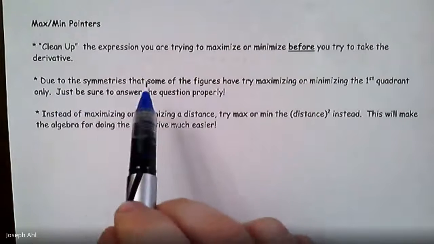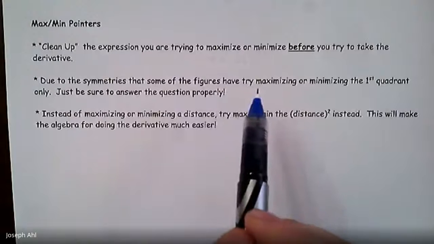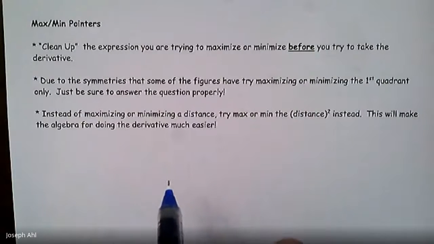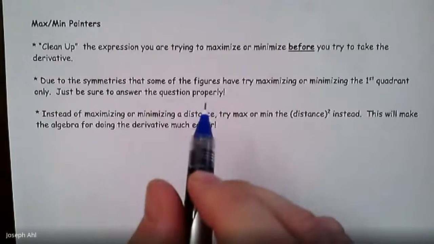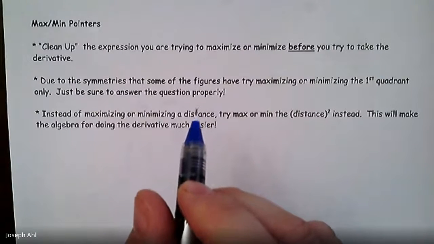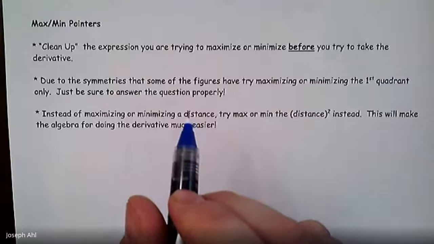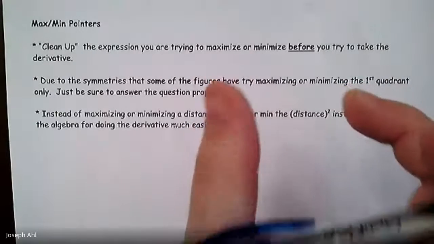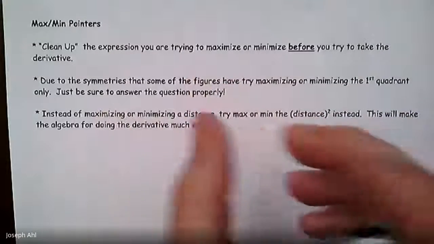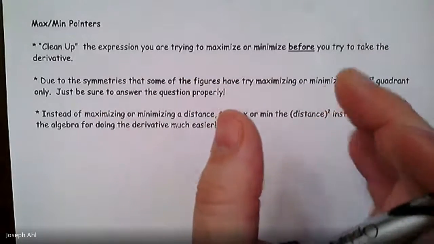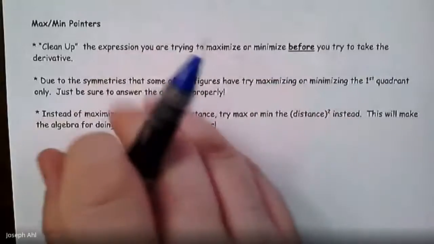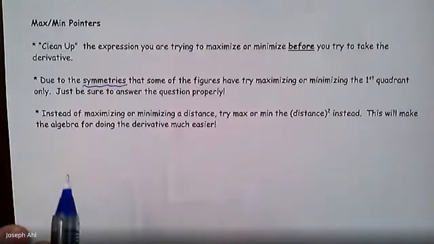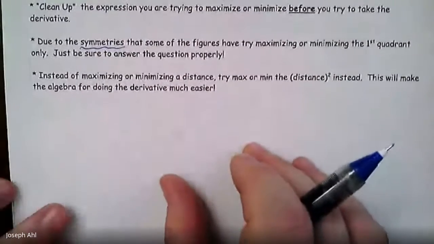Here's the next one. Due to symmetries that some of the figures have, try maximizing or minimizing just what's happening in the first quadrant. If you do that, just make sure that you actually answer the full question, but you're going to see a lot of questions where we're talking about areas that we're trying to maximize. If you just look at the part of the area that's in quadrant 1, maximize or minimize that, and then apply that to however many other quadrants the figure has. If there's symmetry, that might be a good thing to look into.